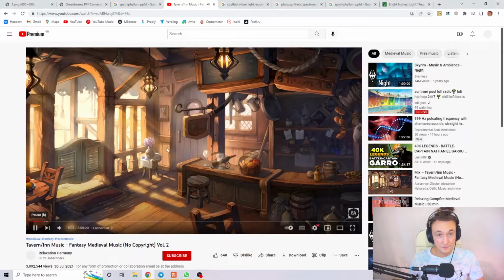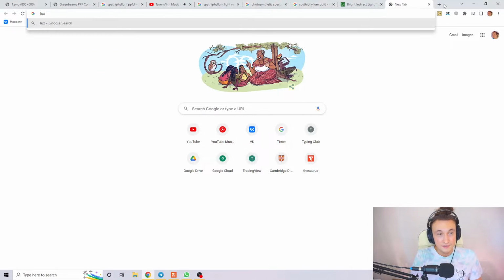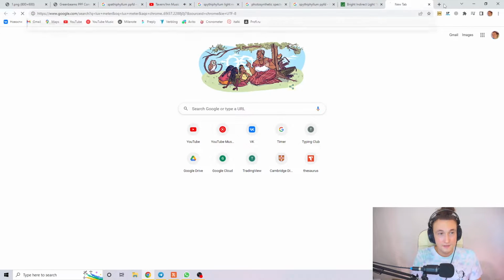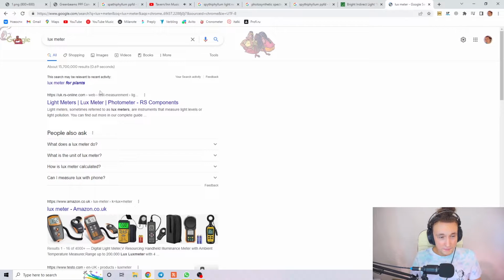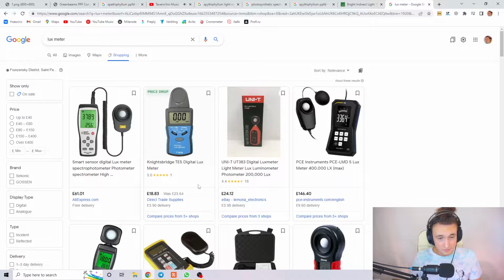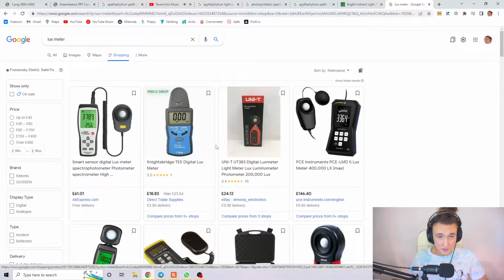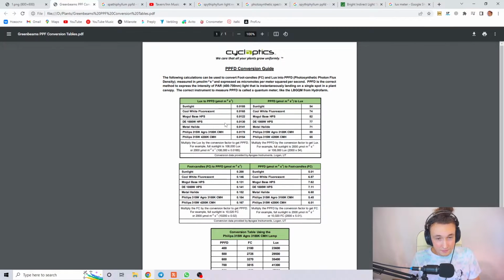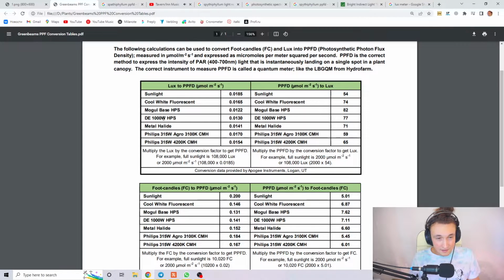So please use your lux meters. And a lux meter is this thing, for those who don't know what it is. It's this thing that you can buy very, very cheap, for example for like 18 pounds, something like that. And it measures how much light your plants get. And there are conversion tables for that.